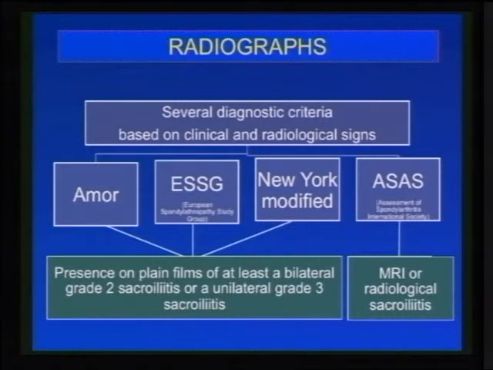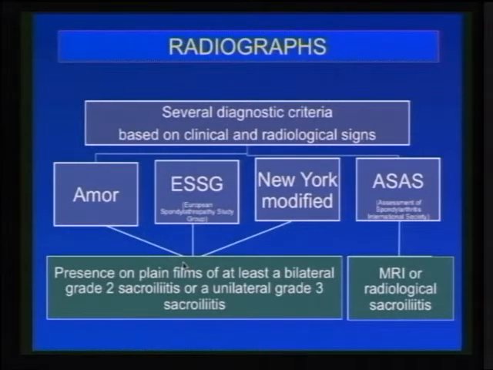So what we really need to know is that X-rays are very important to start with. And MRI as well is very important nowadays if you have the ability and the facility. Three of these committees or societies, the AMR classification, ESSG, and the modified New York classification or grading system, are definitely using the plain films. What is the end result of the plain film use? If you have bilateral grade 2 sacroiliitis, this is definite sacroiliitis. Number 2, if you have unilateral grade 3 and/or 4, this is definite sacroiliitis, and they should search for the disease as ankylosing spondylitis / spondyloarthritis. So this is definitive.